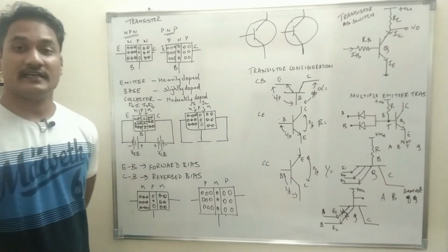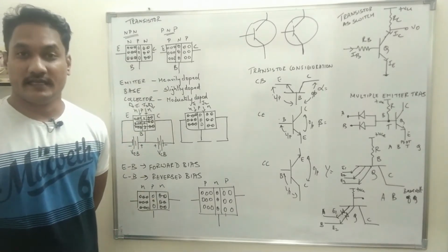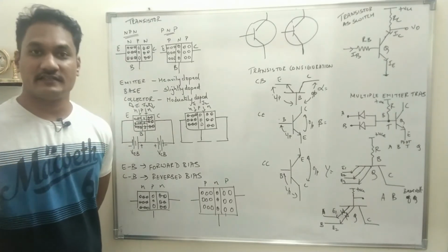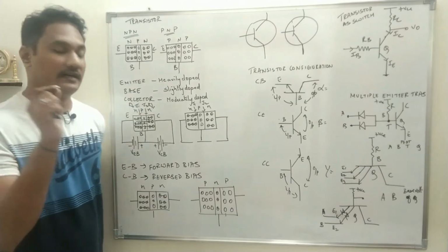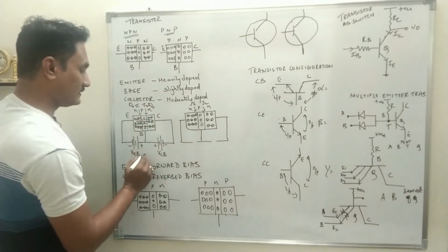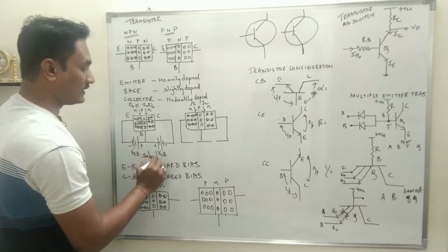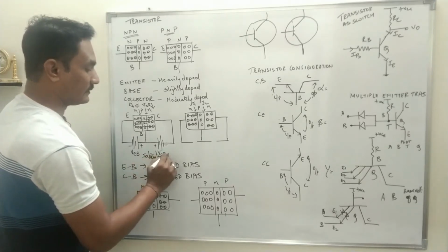The transistor is said to be working in on state. That means current is flowing through the transistor, and the transistor is said to be working in saturation region.